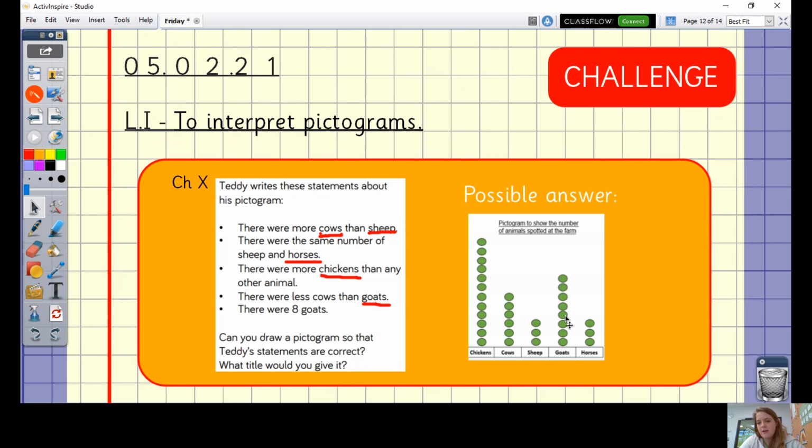There's 8 goats, but 6 cows. And then there are 8 goats. Okay, so I've ticked off all of those statements. Again, you may have a different number of chickens, for example, to my number of chickens. Okay, hopefully you've enjoyed having a go with that challenge X, even though it was a real challenge for you.